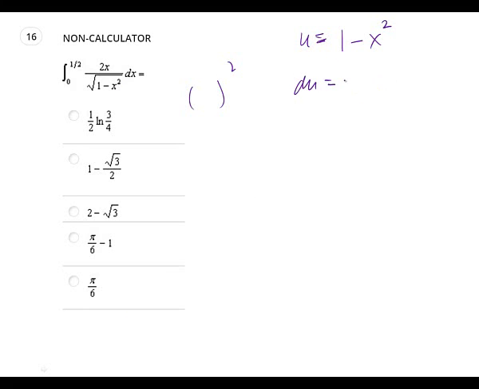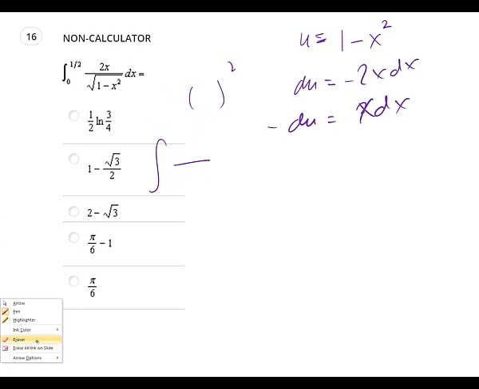du equals what? Negative 2x dx. So the only thing missing is the negative, right? So x dx. All right, let's substitute. I'm going to really shortcut the substitution here. Everything okay? Yeah, just like this. So for this piece here, we're putting in u to the what power?